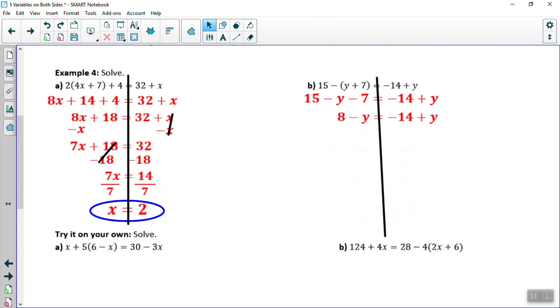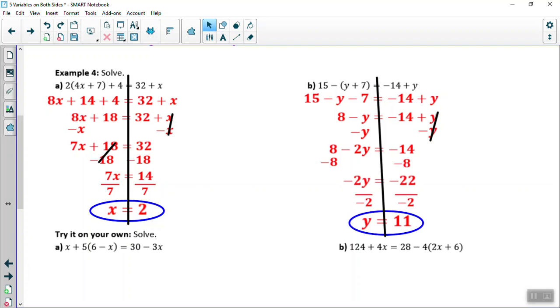Alright, now I can work on getting my variables together. So I can subtract y to both sides. And I'm left with 8 minus 2y equals negative 14. Now I can subtract my 8 from both sides. Negative 2y equals negative 22. And finally, divide both sides by negative 2.